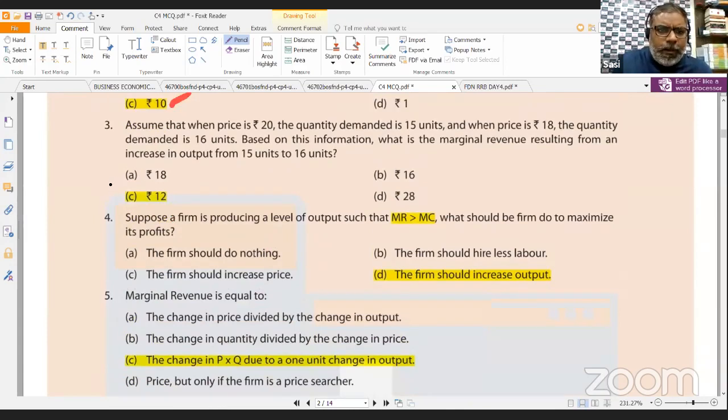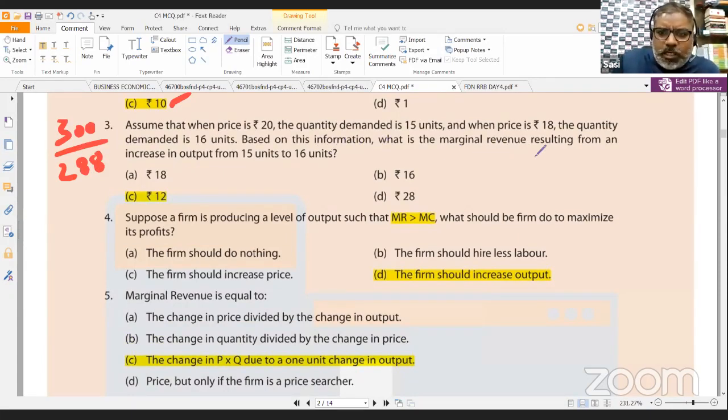Then question number 3. Assume that when the price is 20 rupees, quantity demanded is 15 units. And when price is 18 rupees, the quantity demanded is 16 units. Once again, same thing. Need to do the calculation. When the price is 20, quantity demanded 15 units means total revenue can be 300. That is okay. But when the price became 18, quantity demanded is 16. 18 into 16, it is 288. It has reduced actually the total revenue.